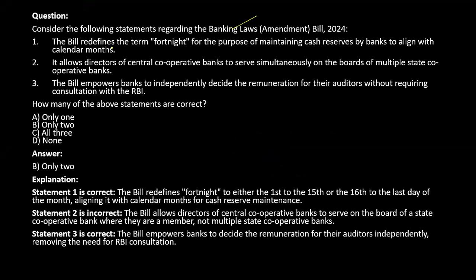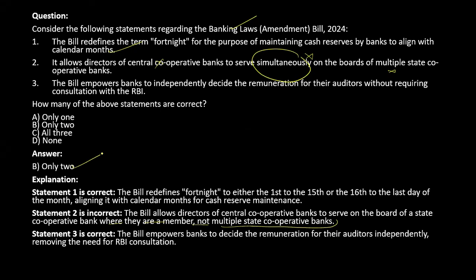The first statement says the bill redefines the term fortnight, for the purpose of maintaining cash reserve by the bank, to align with the calendar month. This is a correct statement, because we discussed this in detail yesterday. It also allows the directors of the central cooperative banks to serve simultaneously. See, the word simultaneously was not there yesterday, and multiple also was not there yesterday. So it is incorrect, because the bill allows the directors of the central cooperative bank to serve on the board of the state cooperative where they are members, and not multiple state cooperatives. If a person is a member, then he can serve as a director, not simultaneously on any board. That is the reason this statement becomes wrong.